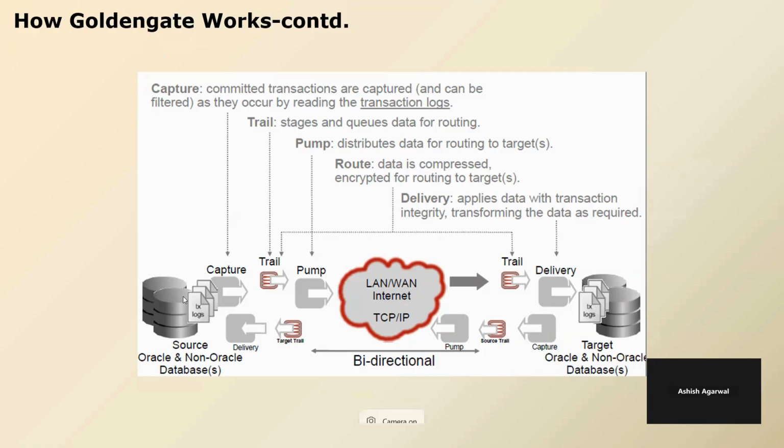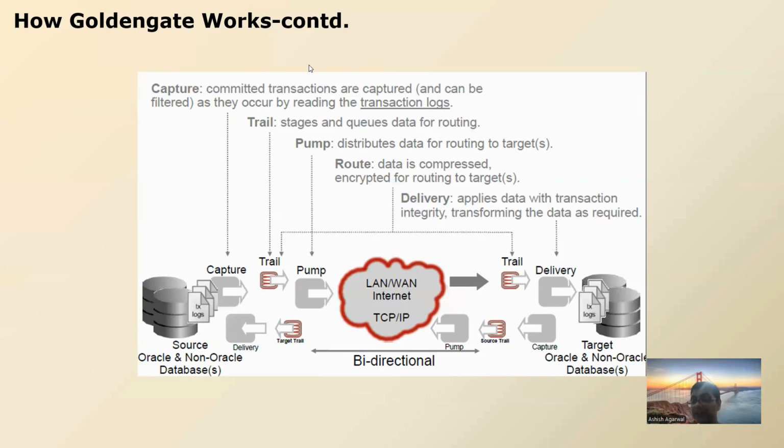So basically, in bidirectional, what will happen? The application will be connected to site A here. Whatever transaction happens over here will be replicated to site B. In the same way, the application will also be connected to site B. Whatever transactions happen on site B will be replicated to site A using Oracle GoldenGate.